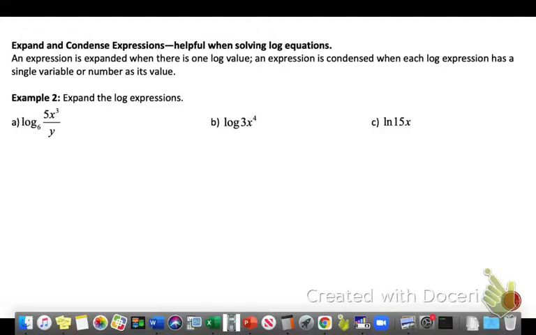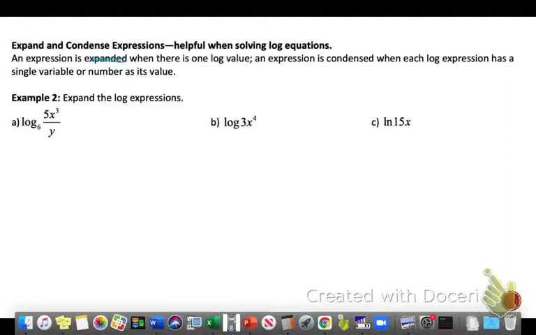Another thing that we do with logarithms is either to expand them or condense them, and we use the properties to do this. So know that a log expression is expanded completely when there is one log value. And again, I've got this backwards. So an expression is condensed.